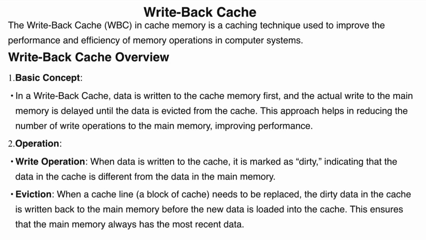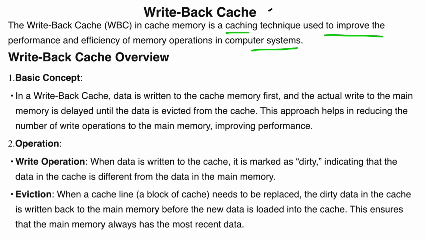Let's see write back cache. So what is write back cache? Its main concept is that write back cache is a caching technique used to improve the performance and efficiency of memory operations in computer systems. So this is mainly used for improving the performance and efficiency of memory operations in computer systems. So this is the basic concept.